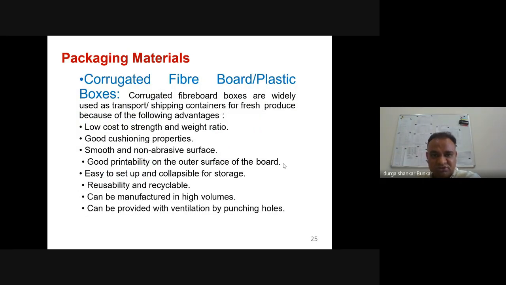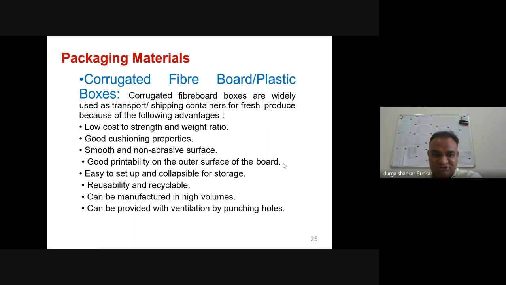And corrugated fiber board and plastic boxes are also used for that. There are some factors that enhance their strength comparatively to the other wooden and paper fiberboard boxes. So if we go for the listing, plastic boxes have low cost, and the strength to weight ratio is high comparatively to others.